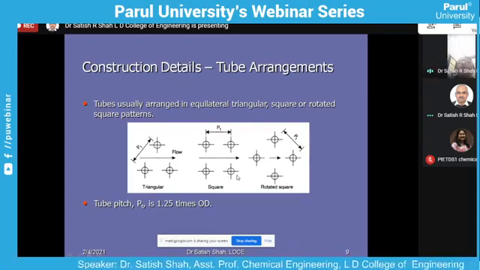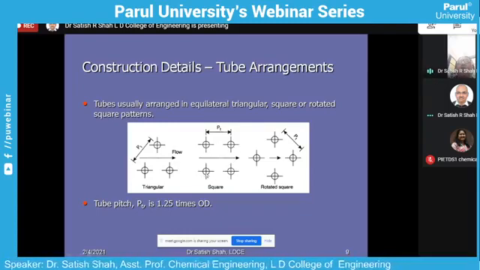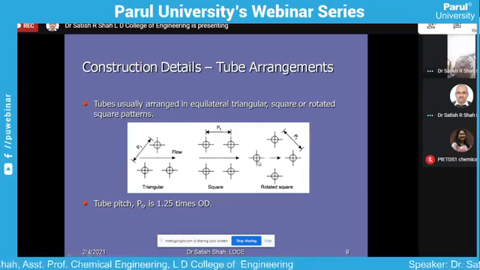This is square pitch. You can see the square here, and everywhere the angle is 90 degrees. So it looks very simple and the calculation will also be very simple. And the third is rotated square. So basically it is just a rotation only.